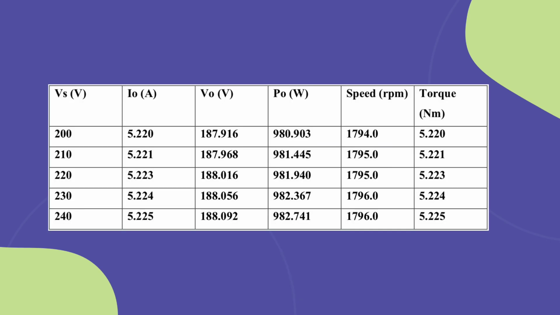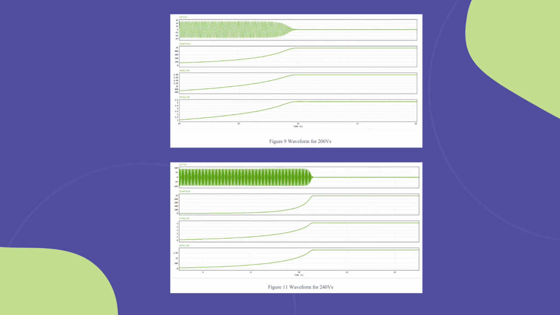Next one here is showing the result for simulation when we vary the input terminal voltage from 200 until 240 volt. When we increase the input voltage, the output current, output voltage, output power, speed and torque also increase. When we increase the input terminal voltage, the time taken to reach a steady state condition decreases.